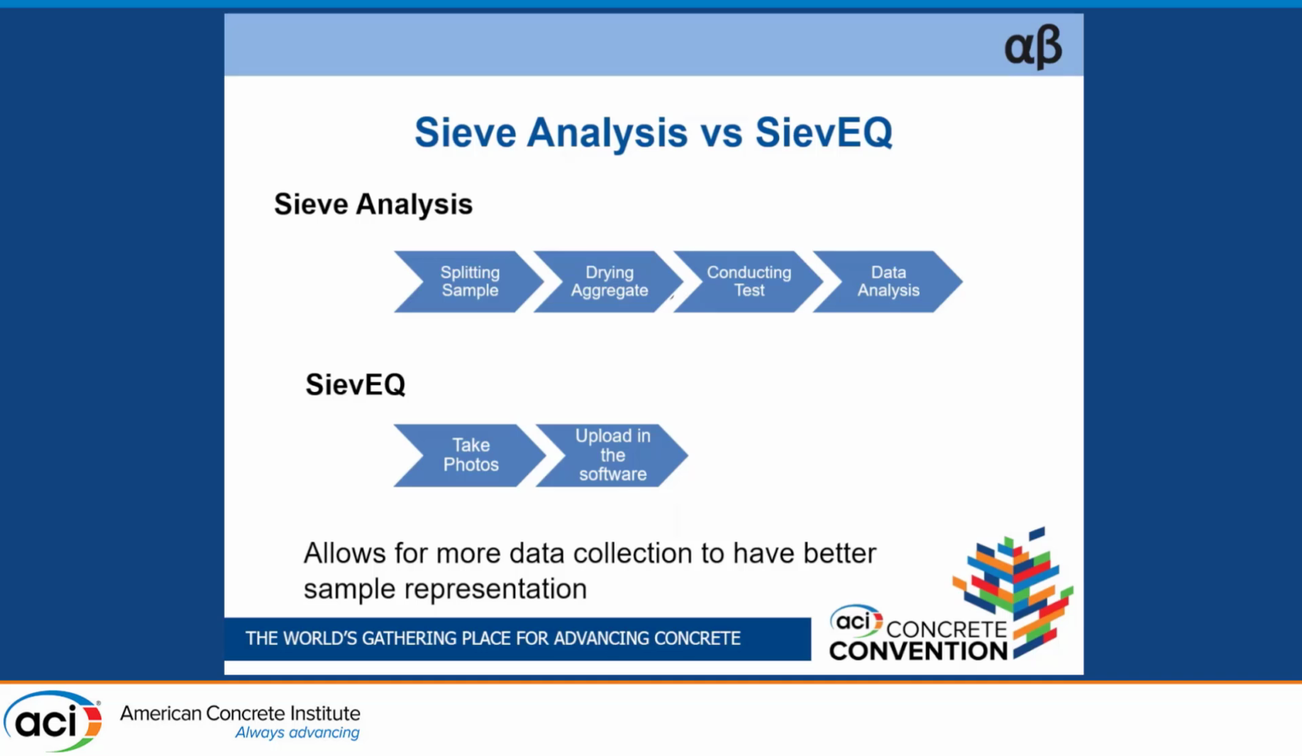So if we were to look at the comparison between these two cases, standard sieve testing, you do have to run through the process of splitting your sample, drying your aggregate, conducting your test, and then your data analysis. Whereas the digital or sieve equivalent, you just have to take your photos, upload it to the software, and then it's finished. So because it does speed up the process, you can take more samples and get better representation of your true data.